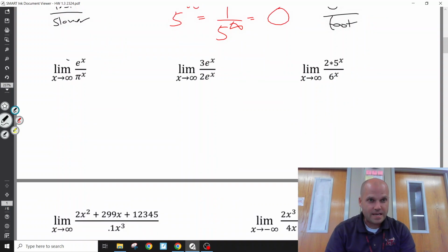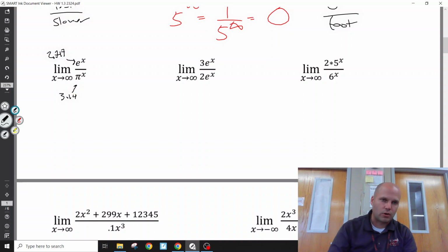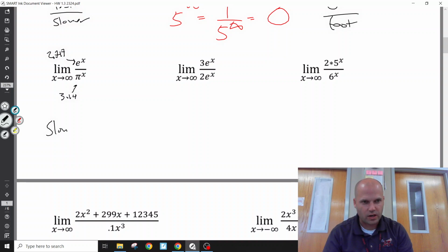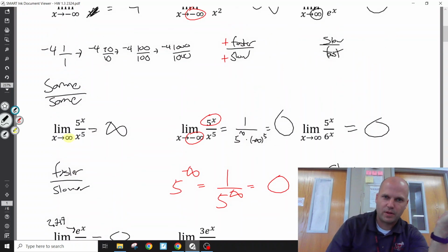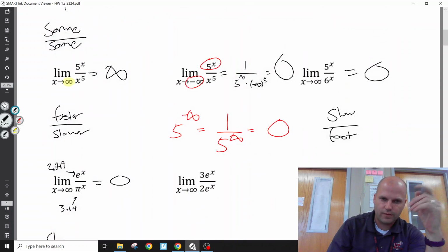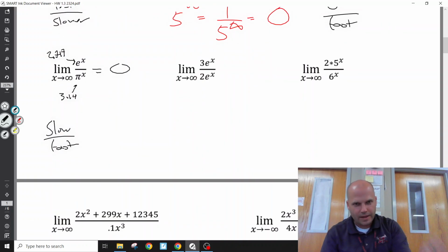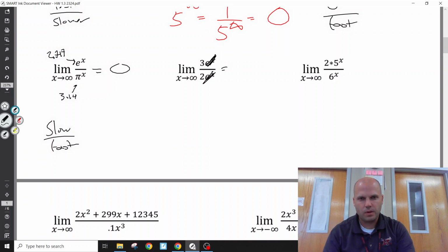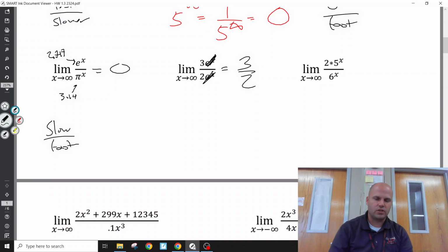Okay, e we need to know is 2.717. Pi we know is 3.14. So e to the x is actually going to be slower than pi to the x. This is slower over faster again, so 0. How do I remember this? I think about this: slow over faster. Faster growth in the denominator, slower growth in the numerator. Values are getting smaller. Now this is the case where we have a same over a same. The same growth cancels. We just have our coefficients.